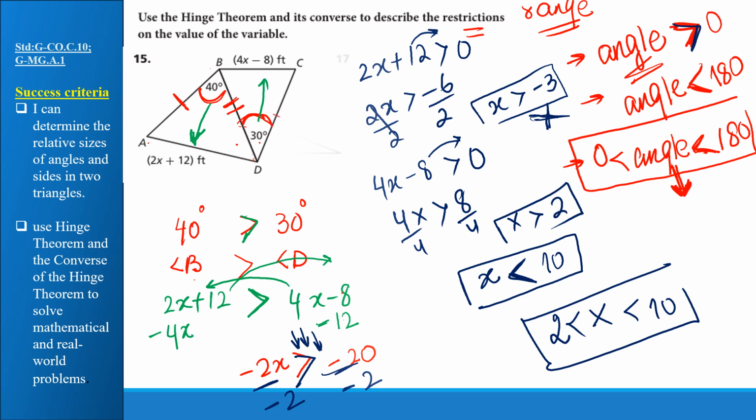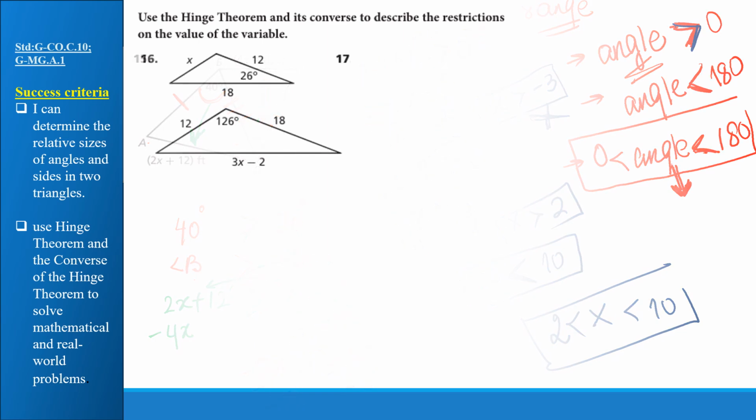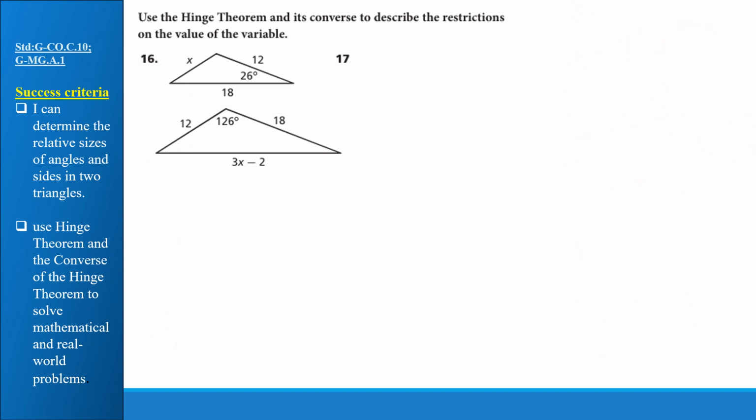So next, in front of you, okay, let's compare. Here the side is 12 in the first triangle, and in the other triangle this side is 12, so they are congruent. The other side is 18, and the other triangle also has 18, so these sides are congruent. So the included angle is what? Here it is 26 and in the other triangle it is 126.